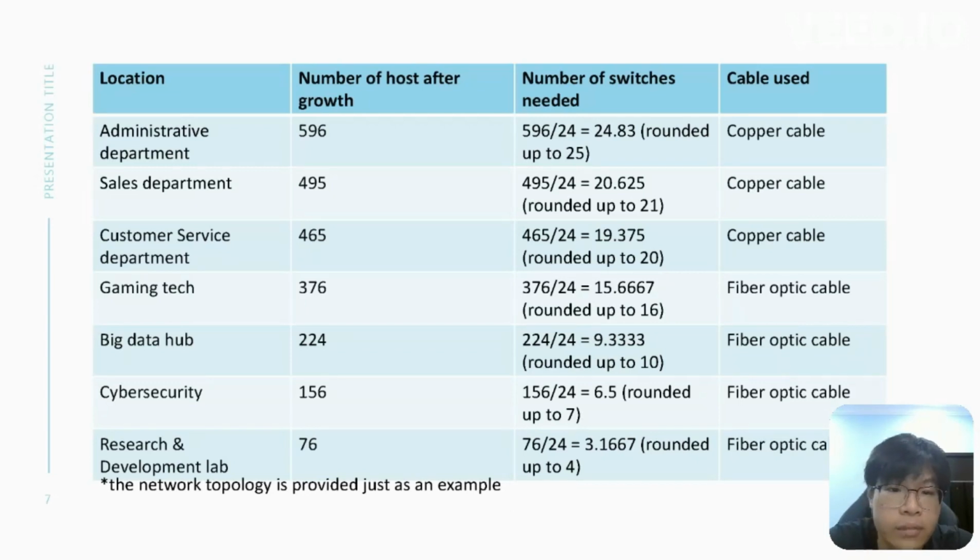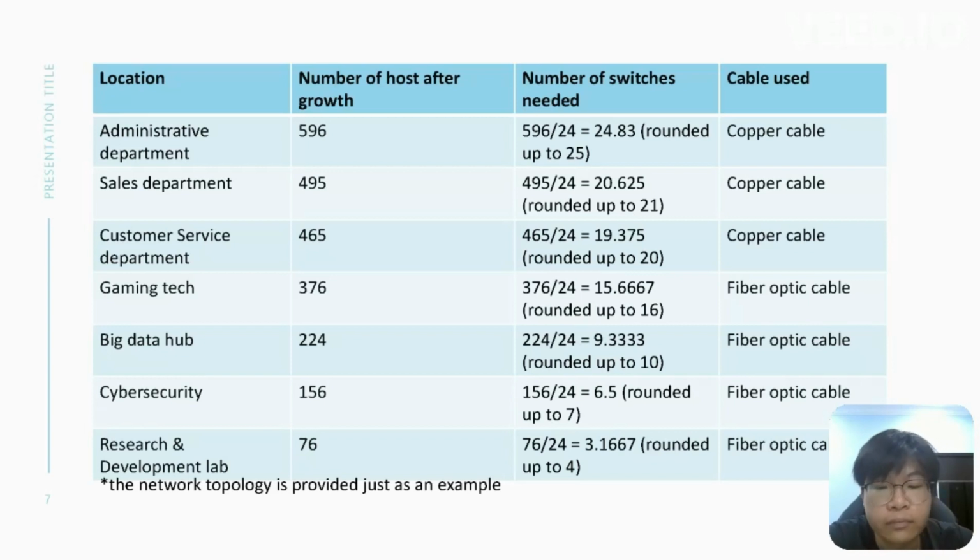According to the host growth table, we can calculate the actual number of switches needed in each department. So for the administrative department, the number of hosts is 596. So we can divide 596 by 24. We get 24.83, round up to 25. Then 25 will be the actual number of switches needed in the administrative department.